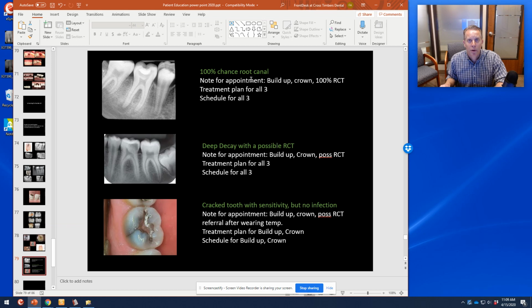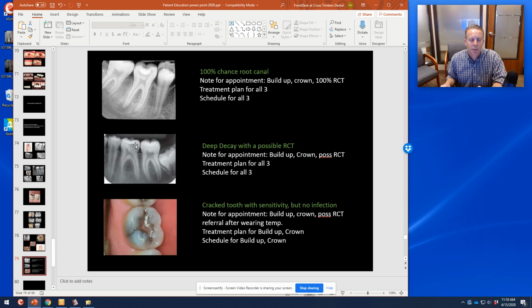The note for the appointment book is going to be patient coming in for a buildup, crown, and 100% root canal. Okay. We're going to treatment plan for all three, and we're going to schedule for all three. And we're going to collect for all three. It's the whole thing. We're going to be set up in the room to treat for all three of these procedures.